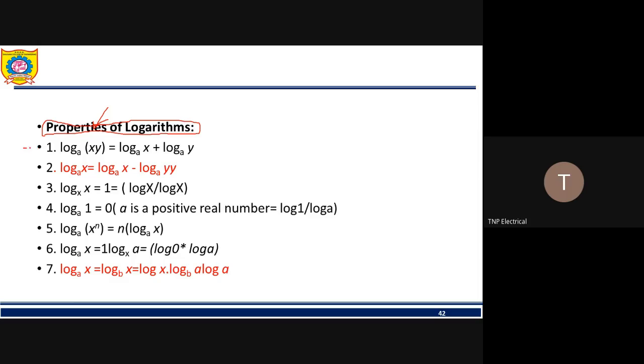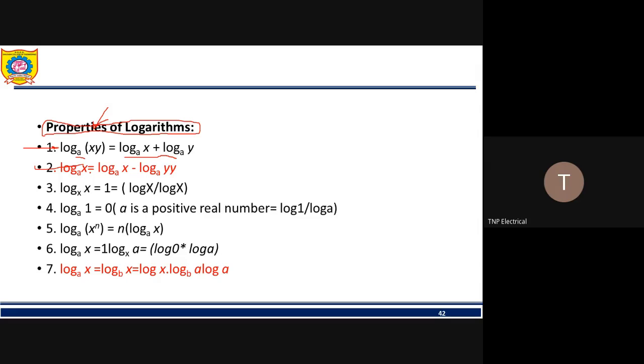So the first property, which we all know: if there is a product of two real numbers with respect to the log to the base something, it can be considered in summation form. So log xy to the base a can be considered as log x to the base a plus log y to the base a. Hope you are understanding. Okay, log xy to the base a can be represented as log x to the base a plus log y to the base a.